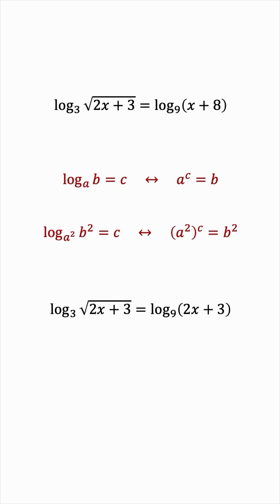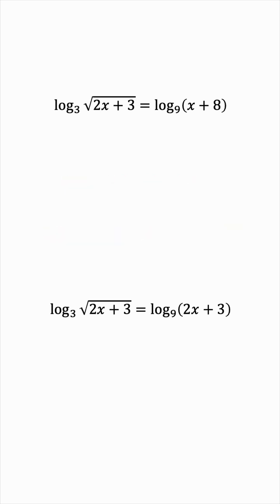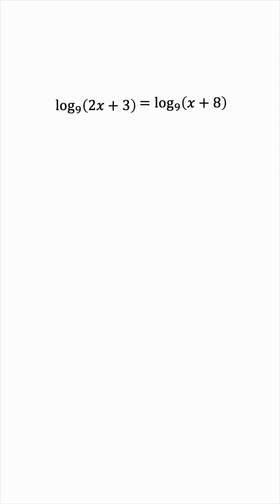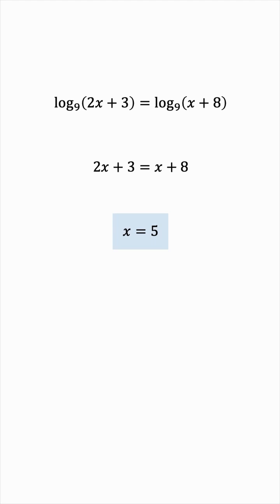And now we can replace this instead of the left-hand side of the equation, and the logs have the same base. The logs are one-to-one functions, so for them to be equal, their inputs must be equal. And this gives us a simple equation to solve, giving us x equals 5. As promised, I said I'd show you a second method. So let's go back to the original equation.